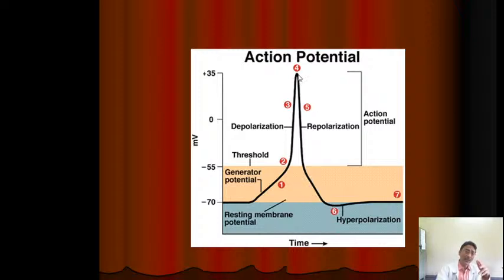This falling back of potential from plus 35 to minus 70 is known as the repolarization phase. Falling below minus 70 for a few seconds is known as hyperpolarization. At this point, what happens? The potassium channels close and the resting membrane potential is maintained.